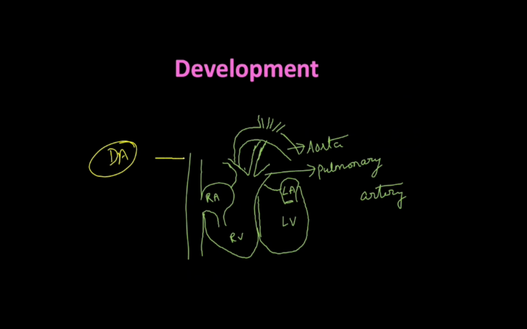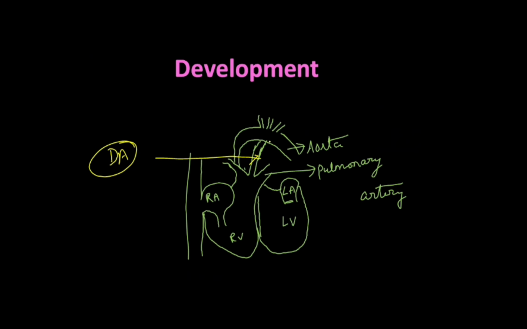It is this tiny vessel that you're seeing over here, which is connecting the bifurcation of the pulmonary artery to the aorta, just distal to the left subclavian artery. So this ductus arteriosus takes the blood from the pulmonary artery to the aorta during fetal life.